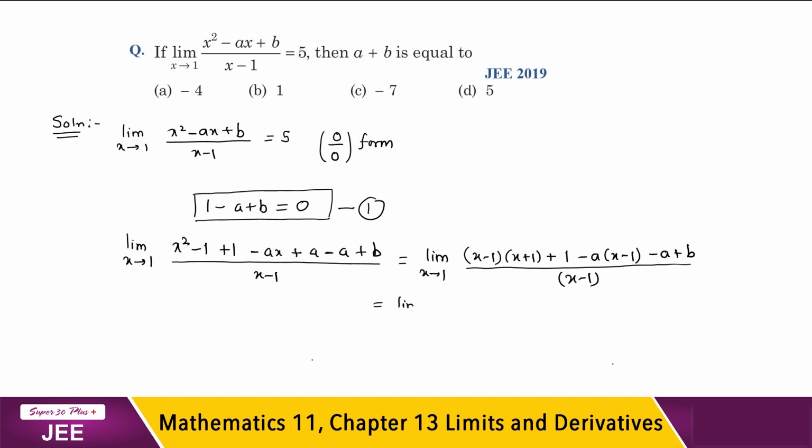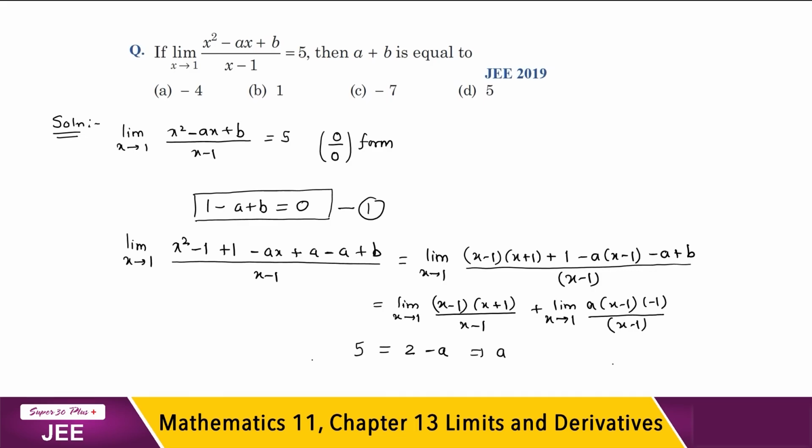Let's separate the limit. We have limit x tending to 1, (x minus 1)(x plus 1) divided by x minus 1, plus limit x tending to 1, a into (x minus 1), and this is with a negative sign, so let's multiply with minus 1, divided by x minus 1. Alright students, because 1 minus a plus b is already equal to 0, from here we get limit as 2, and from here we get minus a, and this has been given to be equal to 5 because the entire limit was equal to 5. So let's equate this with 5.